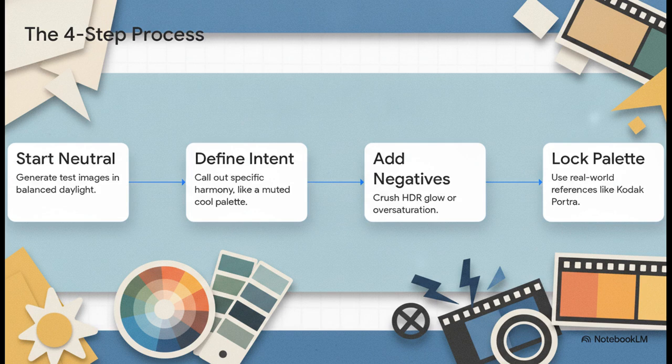Step 2, define your intention. Call out a specific harmony, like a muted cool palette. Step 3, apply your negatives. This is your safety net to crush any HDR glow or oversaturation. And finally, step 4, lock your palette using real-world references, like Kodak Portrait Tone. And crucially, remember to stick to one AI model for a specific project so you keep your color fingerprint perfectly consistent across all your generations.